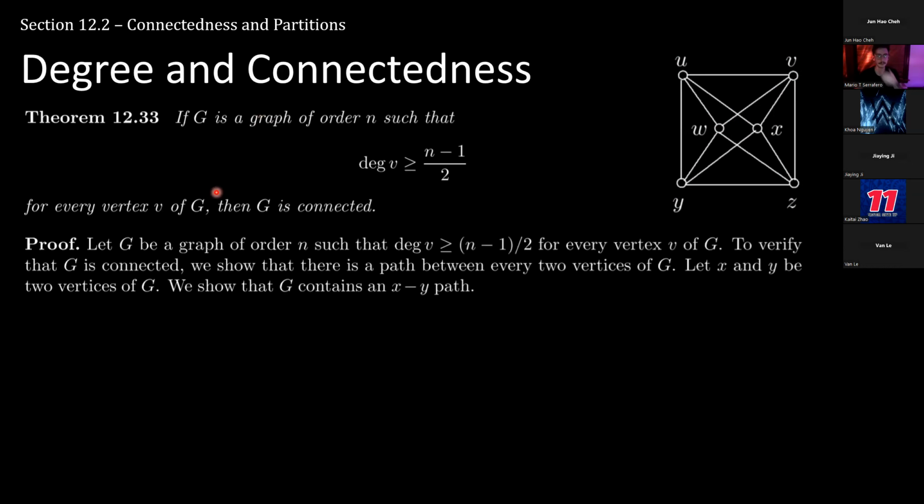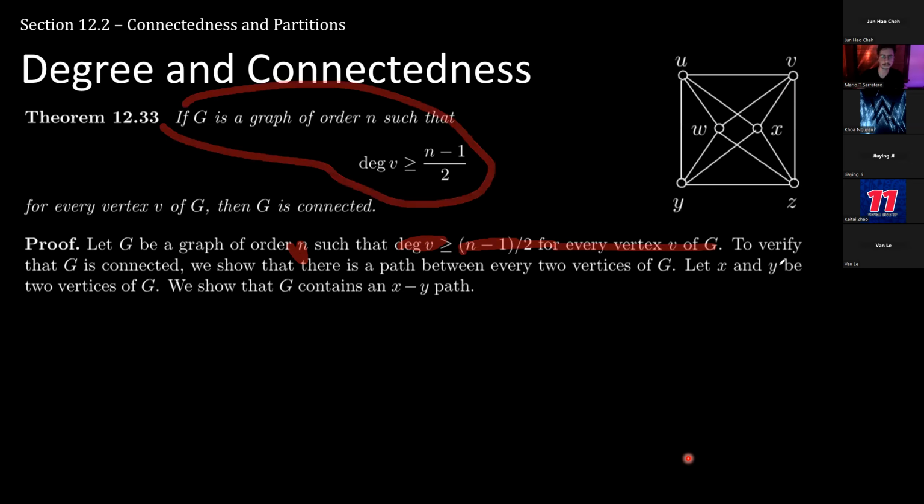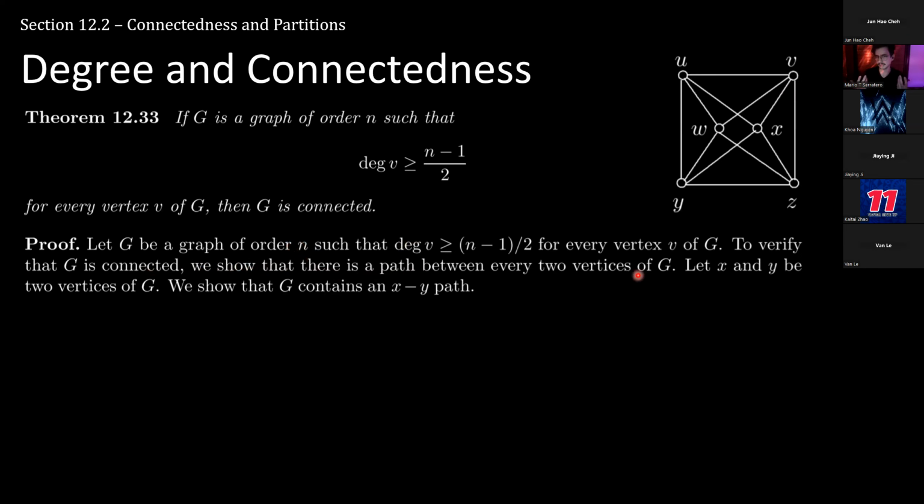Okay. So how can we prove this? Let G be a graph of order n such that the degree of V is greater than (n minus 1) over 2 for every vertex V of G. This is just assuming that the conditions for the theorem hold. To verify that G is connected, we show that there is a path between every 2 vertices of G, because that's what it means for a graph to be connected. Let X and Y be 2 vertices of G. Okay, so let's check it out. We want to show that there is an XY path.